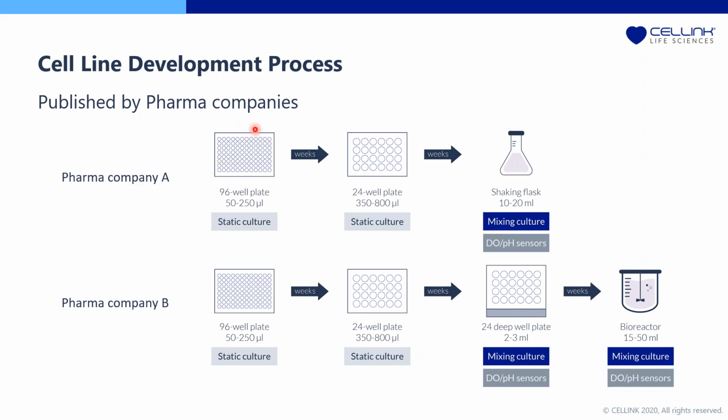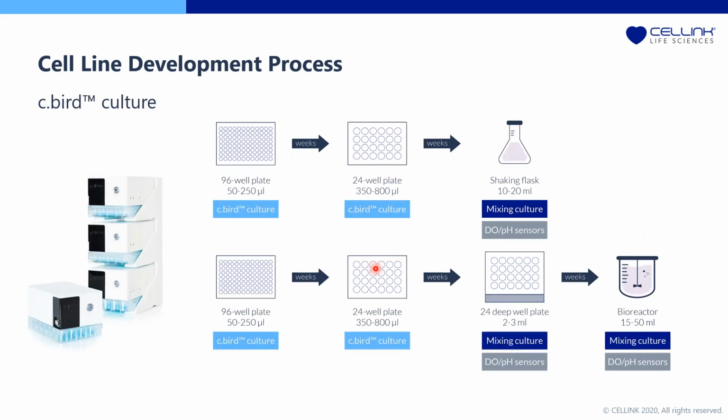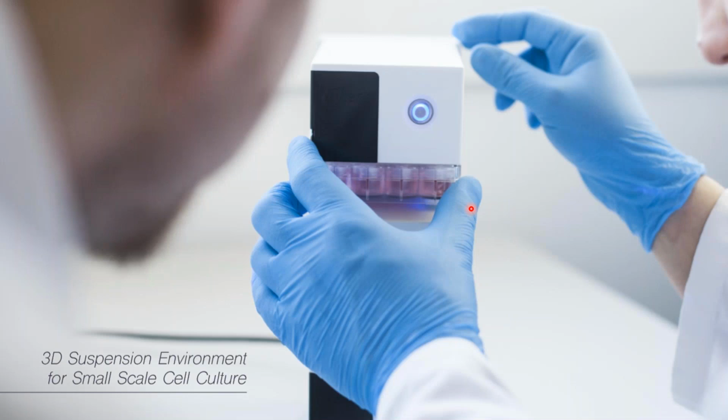However, in the first two stages, 96 and 24 well plates, current technology in the market does not enable mixing culture. Therefore, pharma companies can only do the steady culture, which is not an ideal cell culture method. This is where CBARD plays a revolutionary role. CBARD wants to fulfill this gap to enable suspension mixing culture in the 96 well and also 24 well stage. So a 3D suspension environment for small-scale cell culture is what CBARD wants to achieve.